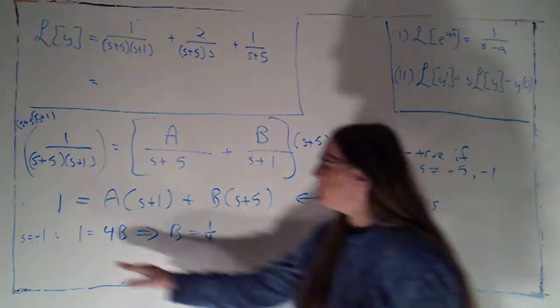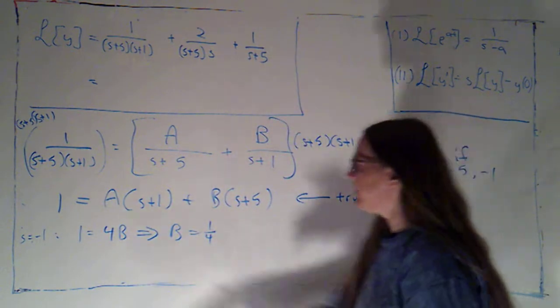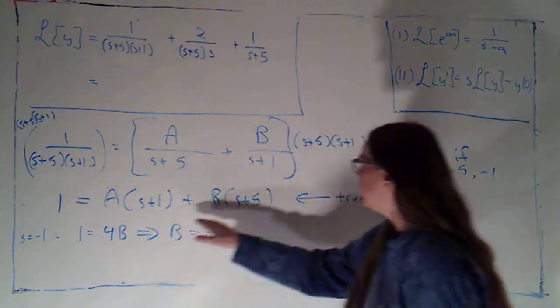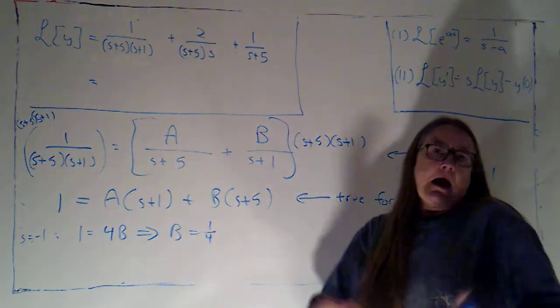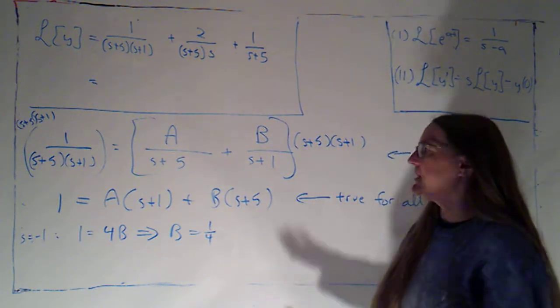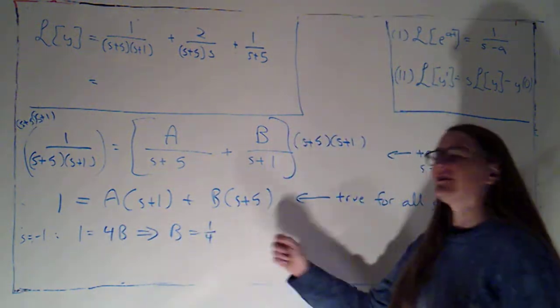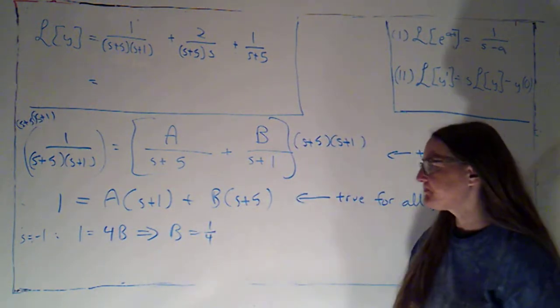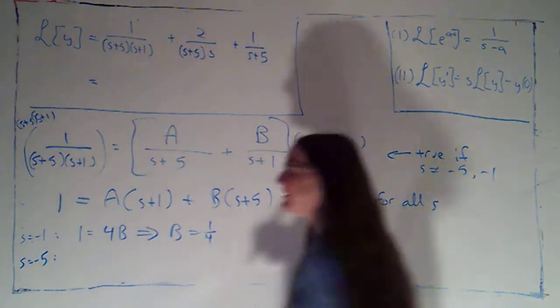Now, I don't have to plug in negative 1. I could plug in 0. If I plug in 0, 1 is equal to a plus 5b. That's going to give me an equation in a and b. Plugging in another number would give me another equation. What's nice about plugging in negative 1 is it gives me enough information to solve right off the bat for b. So the other number that it's convenient to plug in is if s is negative 5.